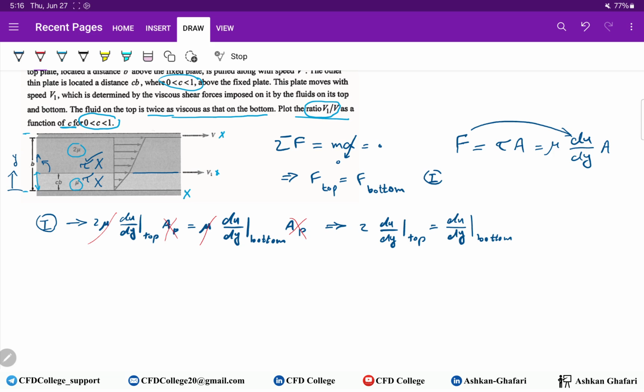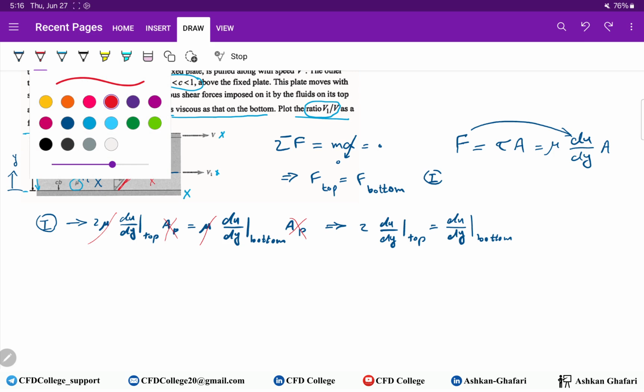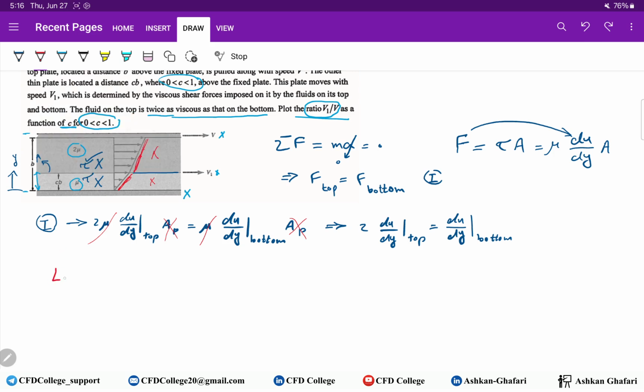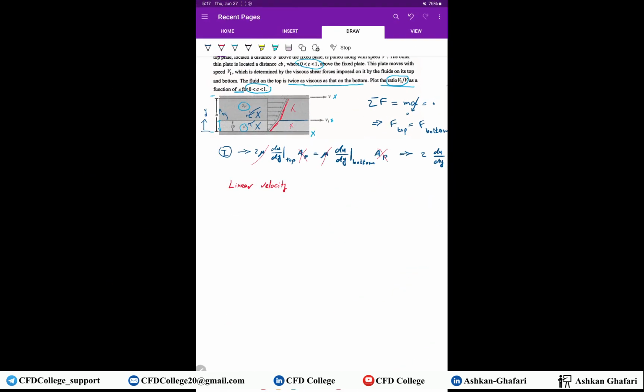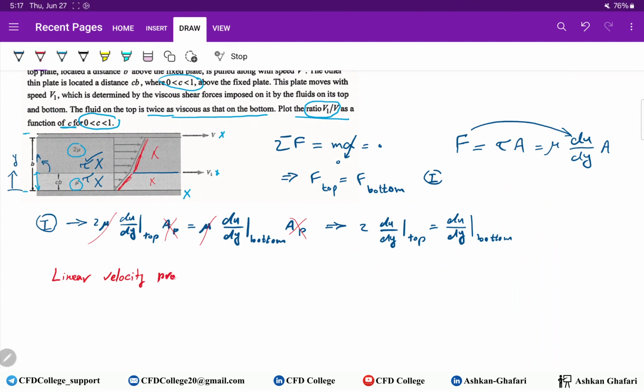As you can see here, the velocity profile, the velocity distribution, is linear in both fluids, here and here. Let's increase the width. So when you have a linear velocity profile, du over dy equals the slope of this line.